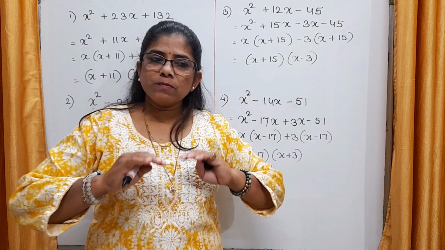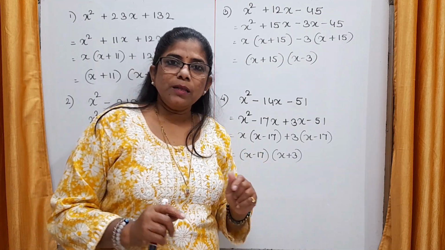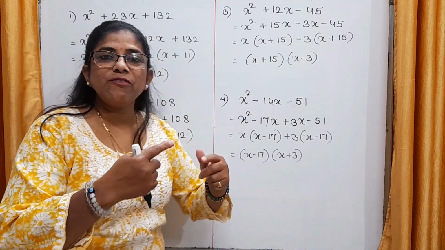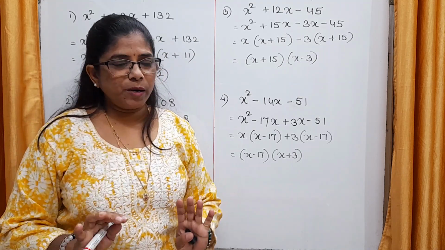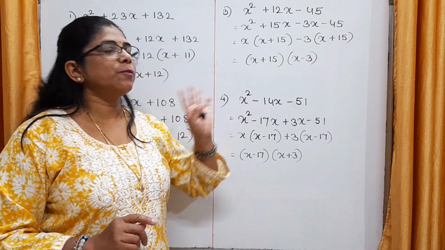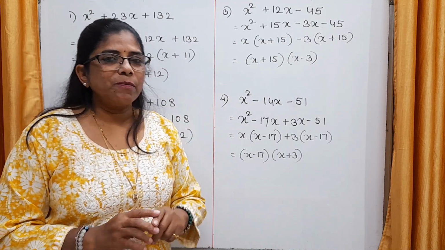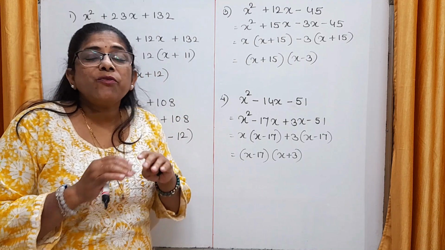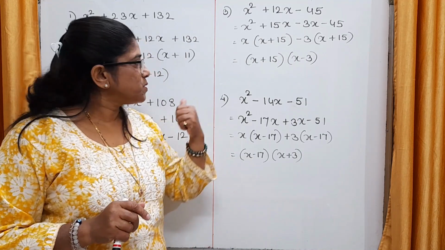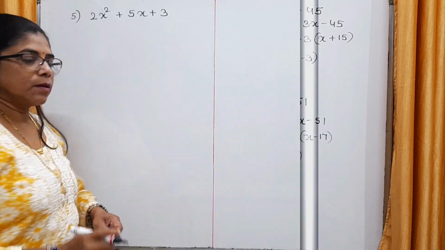These were 4 simple examples. Now again in the same type there is a slight variation. Yes, we have to split the middle term, but still the sums are a little bit different. So our next examples are of a different type. So let's check what those different types of examples are that we are going to solve next.